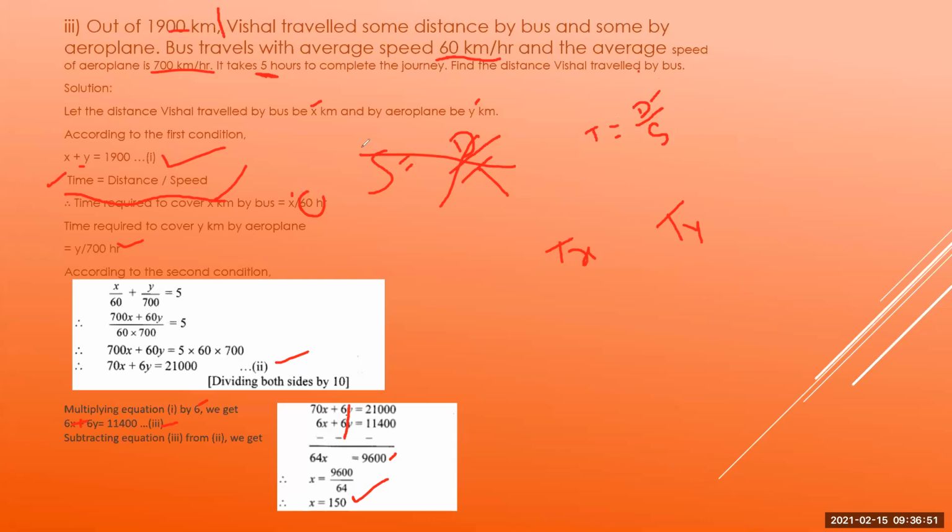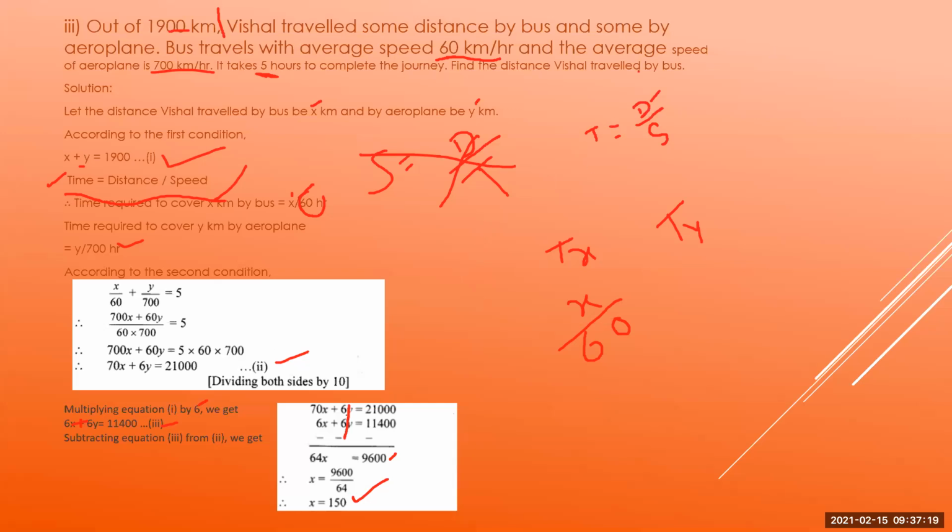And what is the speed? 60 kilometer per hour, the speed is given to us. So it is x by 60. This is the time for tx, x by 60. Clear? This is the time required by bus.